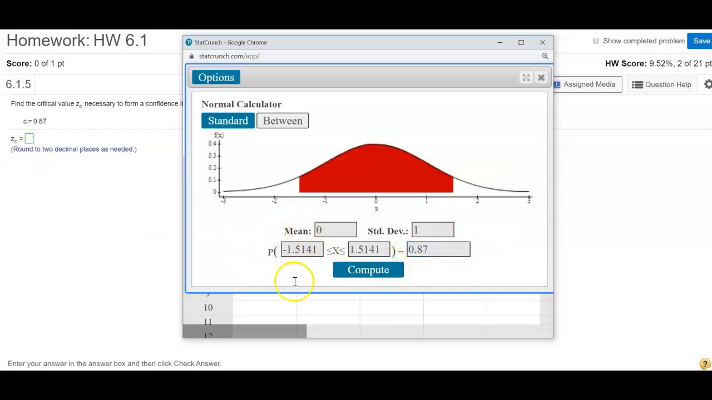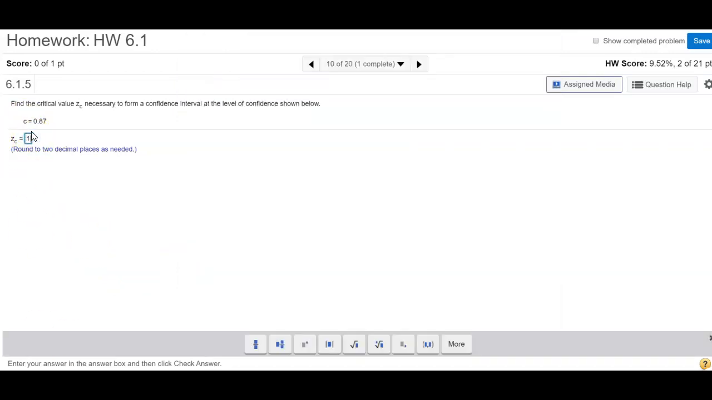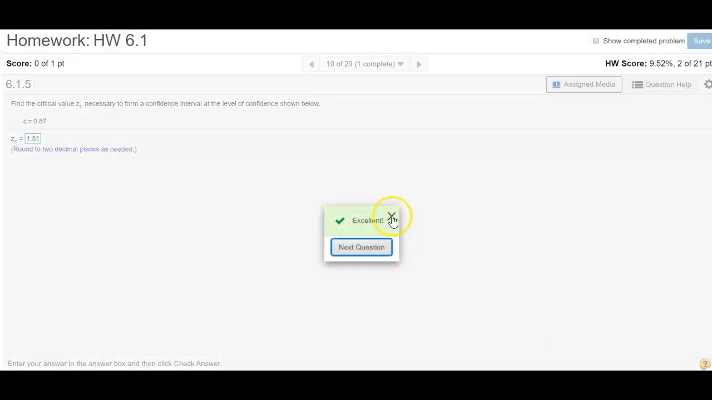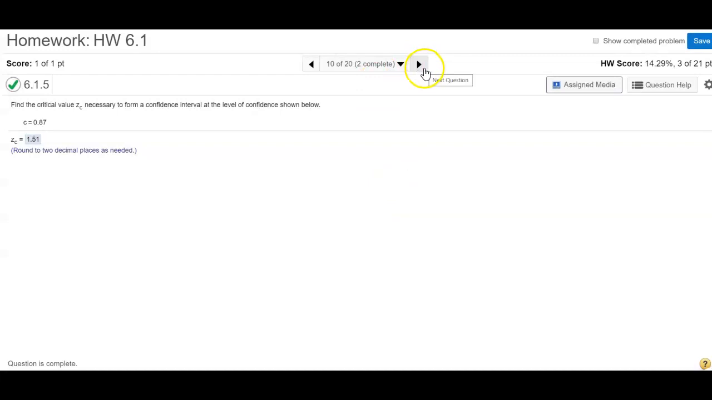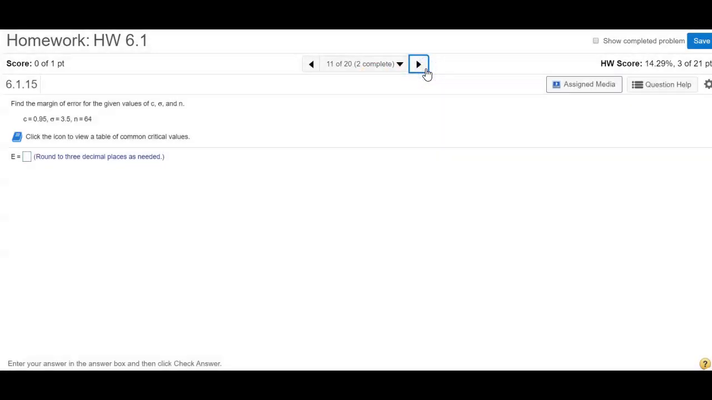So now you see you'll have two values. One is positive, one is negative. But you only plug in the positive value here. You don't have to plug in the negative value. So if I plug in the positive to 2 decimals, 1.51, and check my answer. There you go. Now let's move on to the next one.